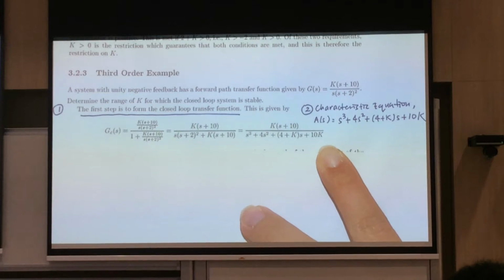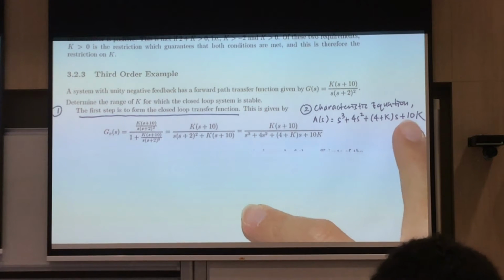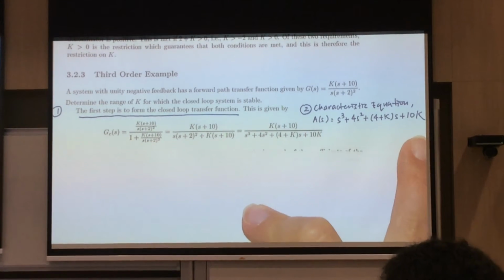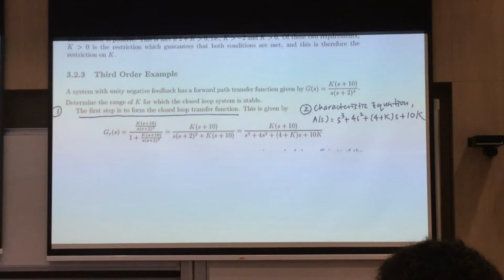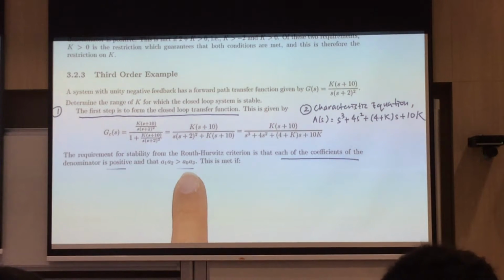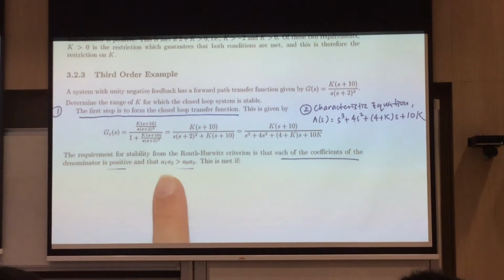Same here, to look at stability, you look at the denominator. The characteristic equation, A(s), is your denominator over here. Then next, bring out your Routh-Hurwitz stability criteria for third order. What are the conditions? Two conditions. First one, all coefficients must be positive. Second condition, A1 times A2 must be greater than A0 times A3. So there's no typo.